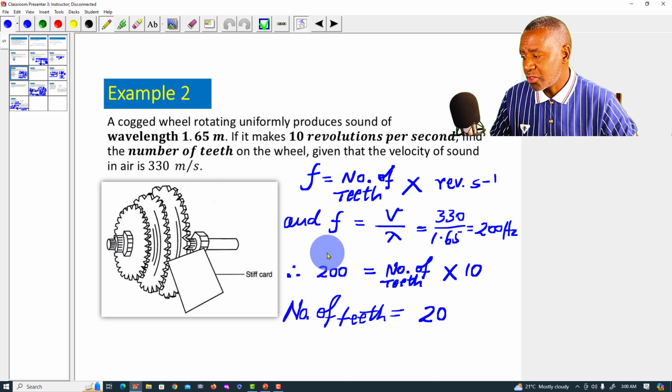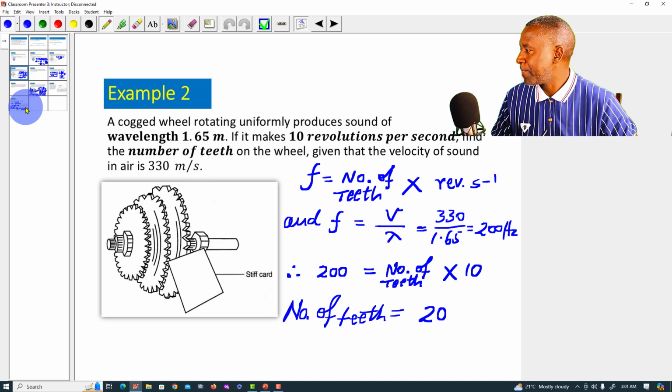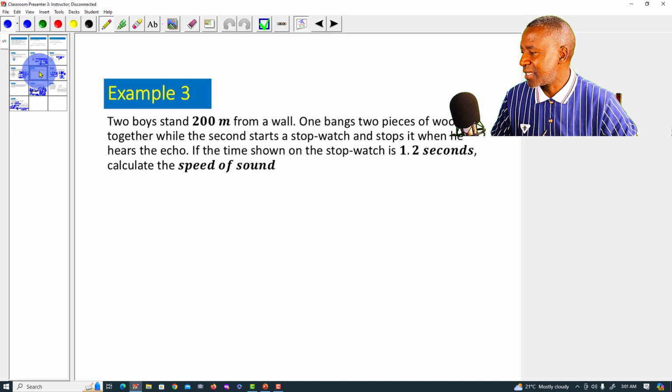Now we can use that 200 Hertz. We substitute it here. Now this is a substitution into the first equation. It's going to be equal to number of teeth times revolutions per second, which is given there. And we find that the number of teeth will be 20. It's just as simple as that. Let's go to the next question.